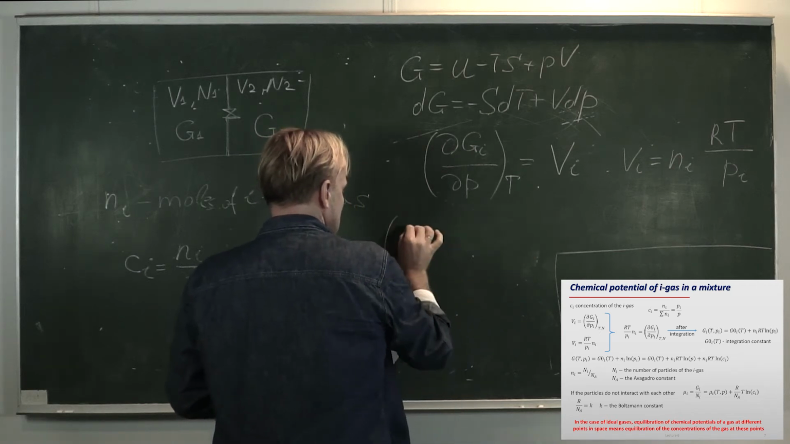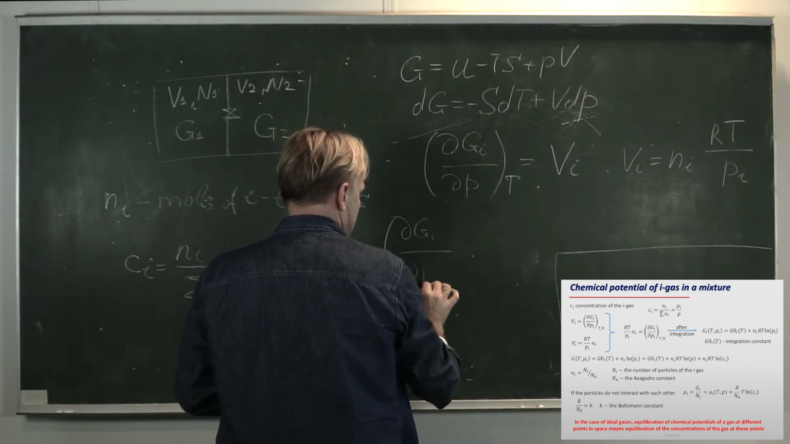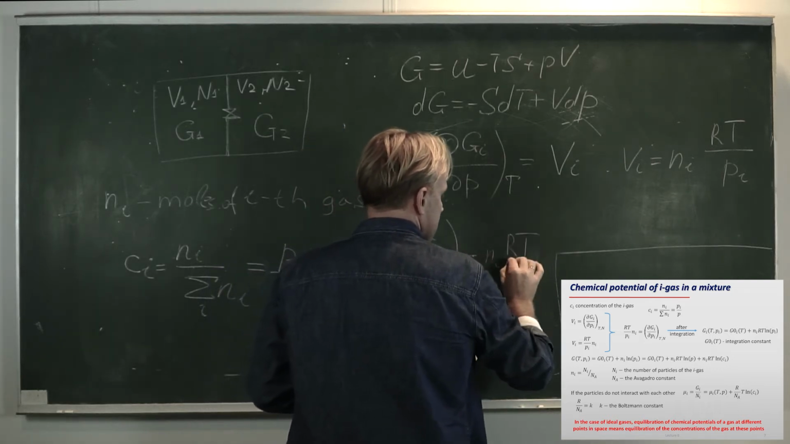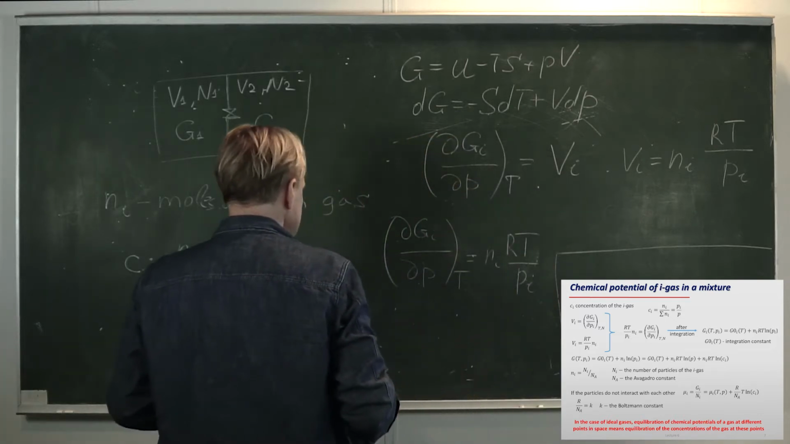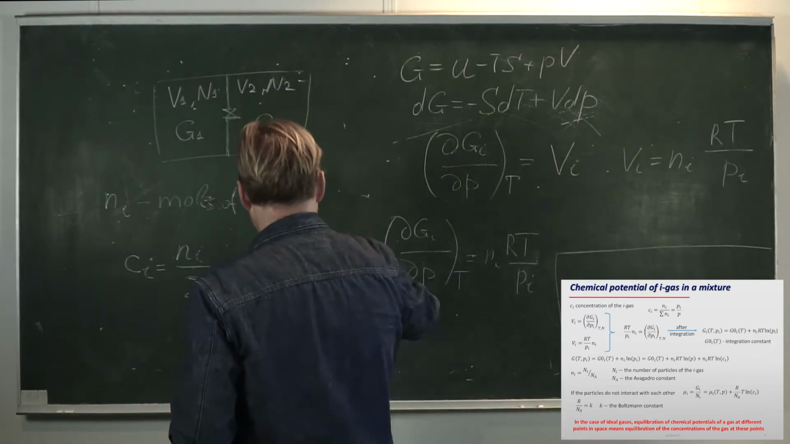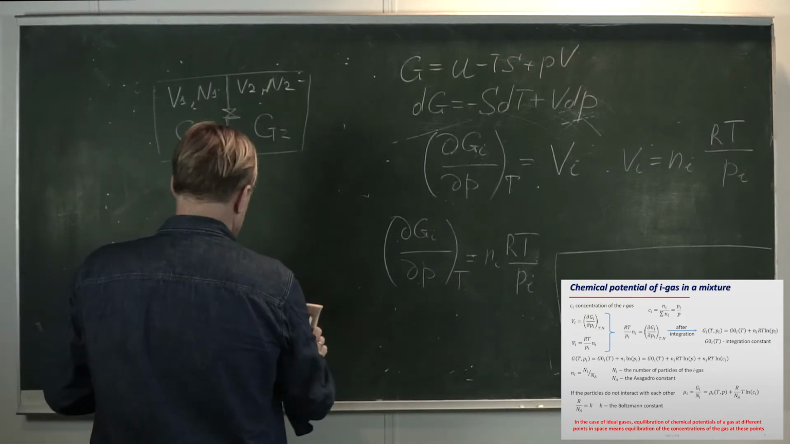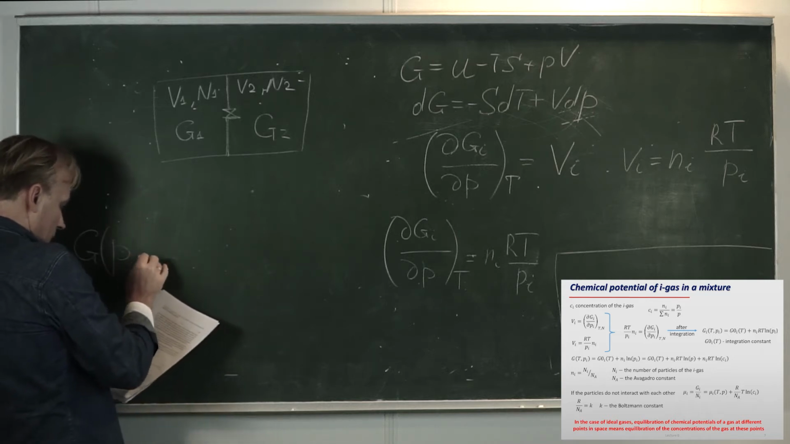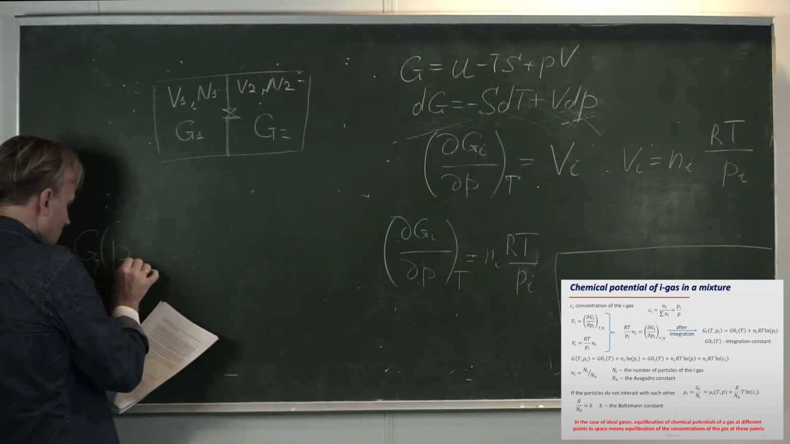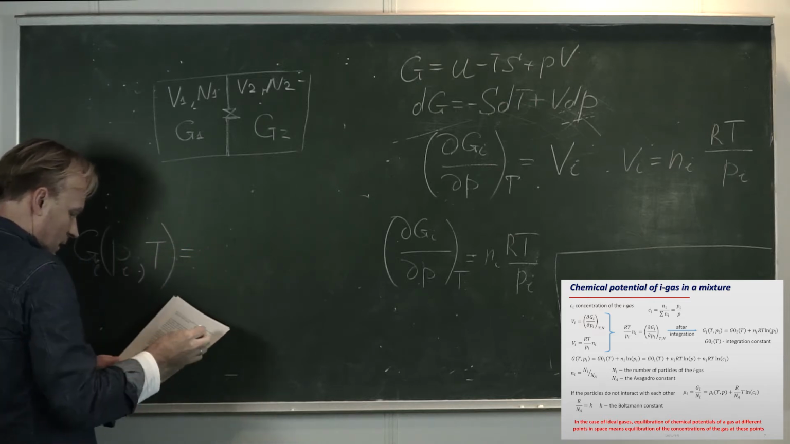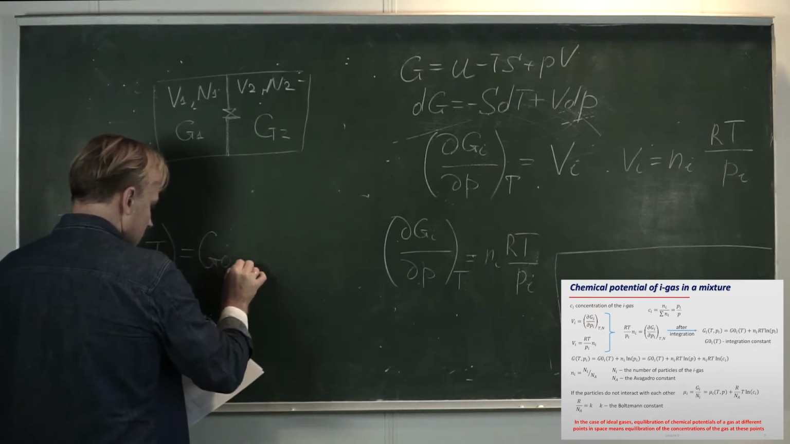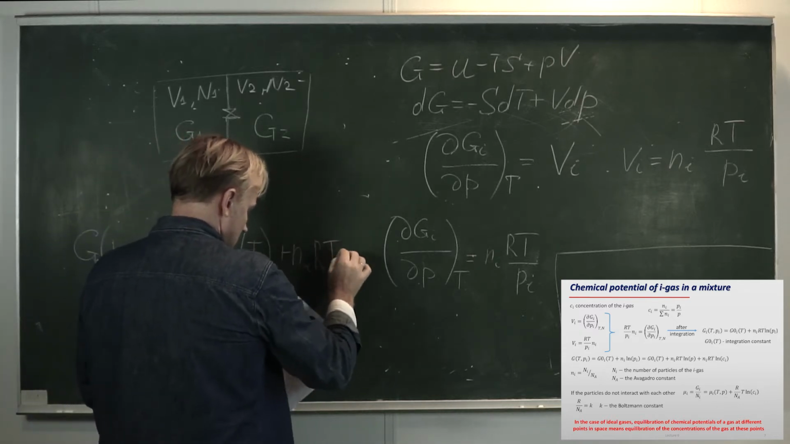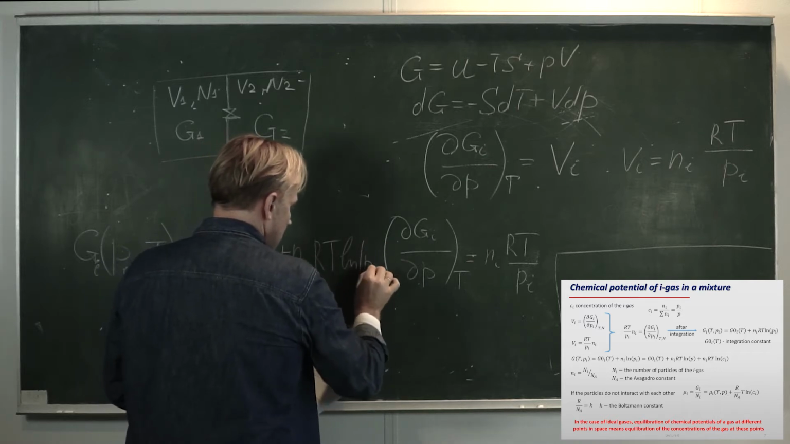Then if you now take this expression and integrate it with respect to pressure, you'll obtain that the Gibbs function as a function of pressure of the gas and temperature is equal to an integration constant as a function of temperature plus number of moles times R T times the logarithm of Pi.